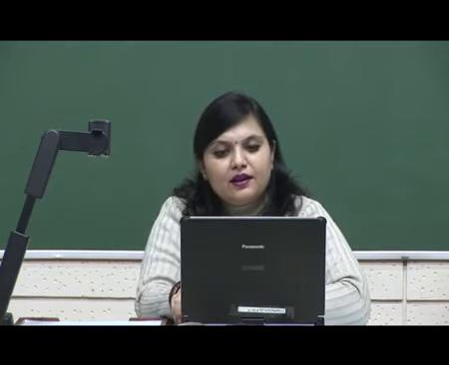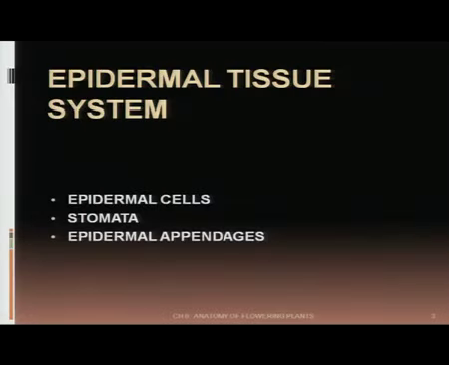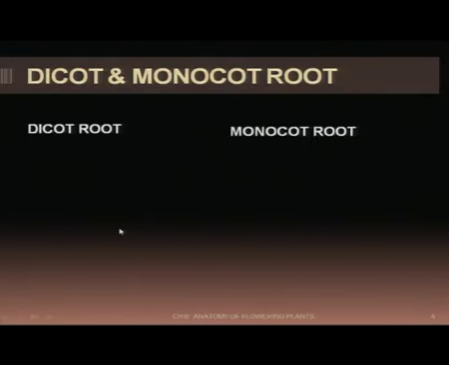In the last class, we had studied in detail the epidermal tissue system and its components like epidermal cells, the stomata, and the epidermal appendages, that is the trichomes or hairs. We had also studied how the opening and closing of stomata is regulated by the help of guard cells.